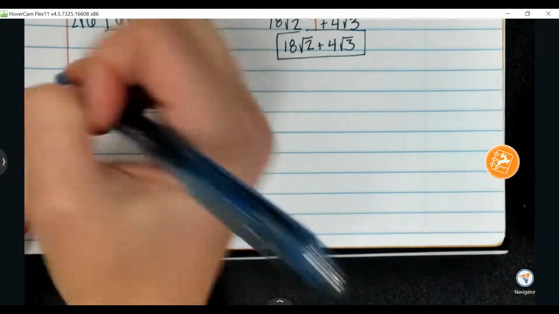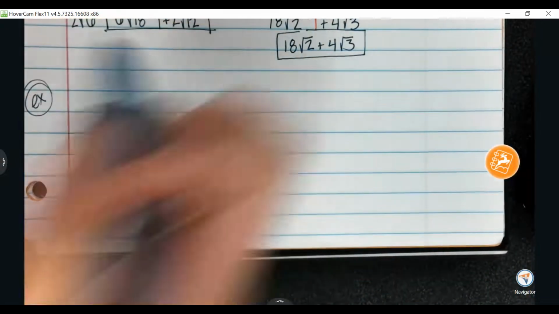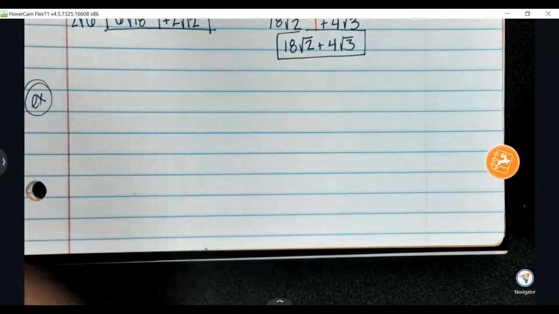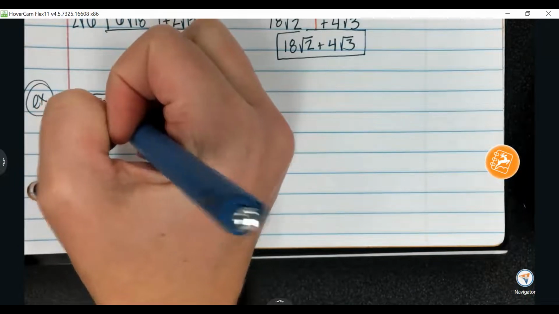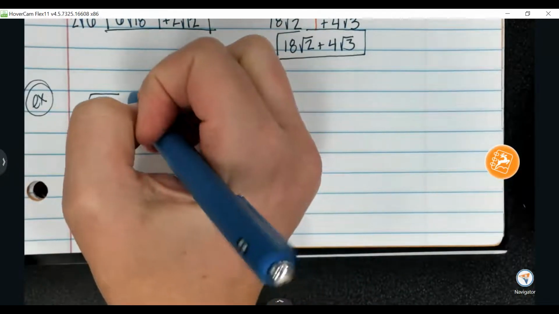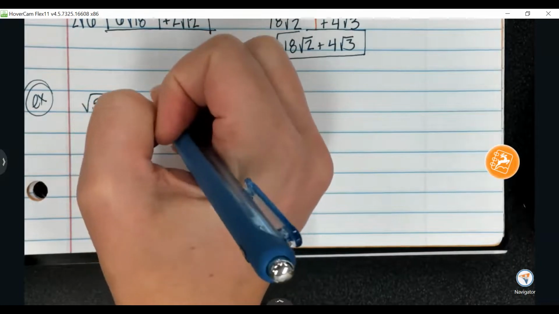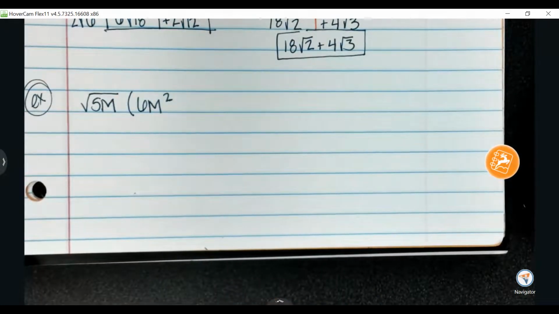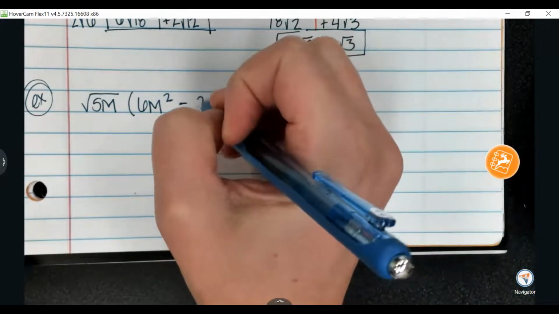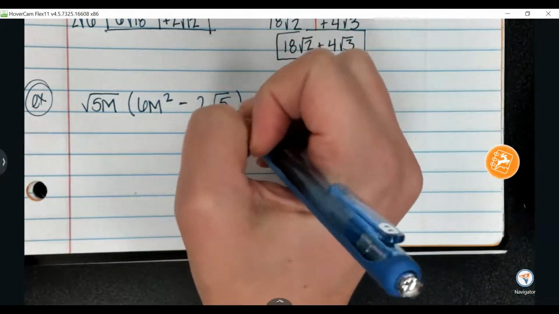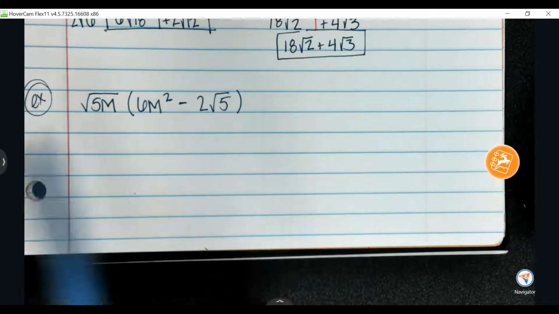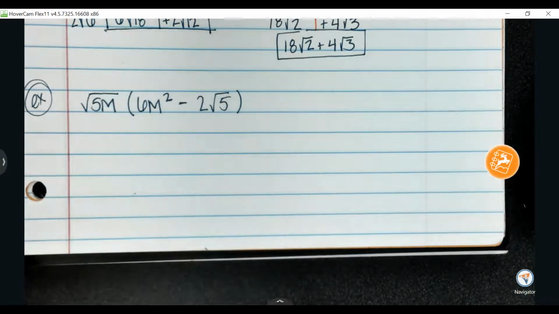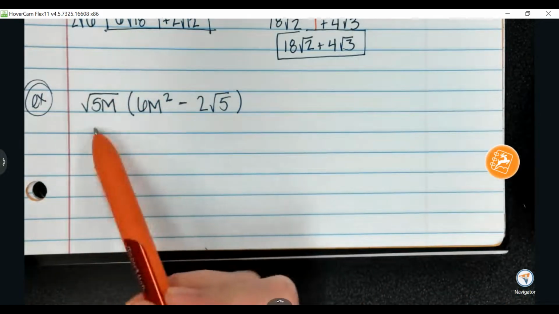Okay. Here's the last one, and then we'll decide if we want to practice or keep going. So I have the square root of 5m, parentheses, 6m squared, minus 2 square roots of 5. So let's make sure everything has an inside and an outside. So my first term, what's missing, the inside or the outside? And what can I put there?